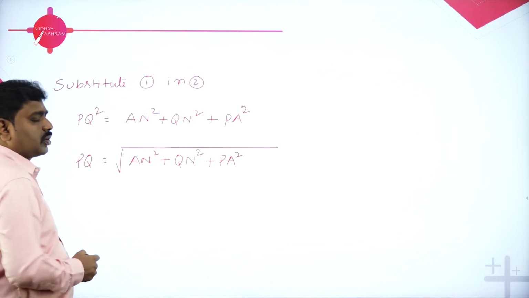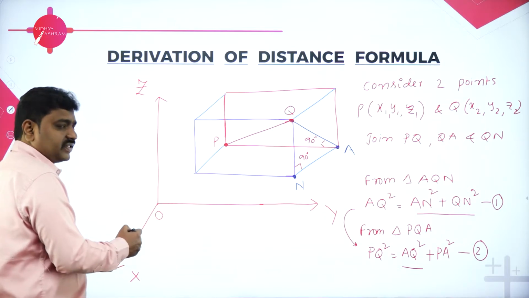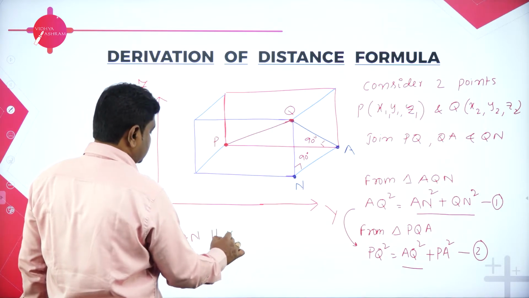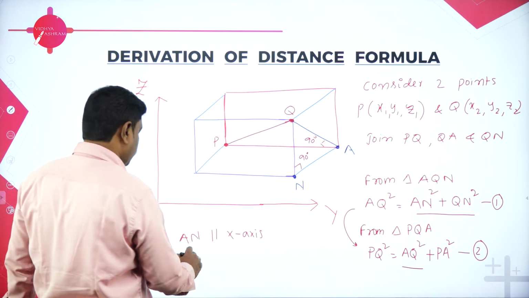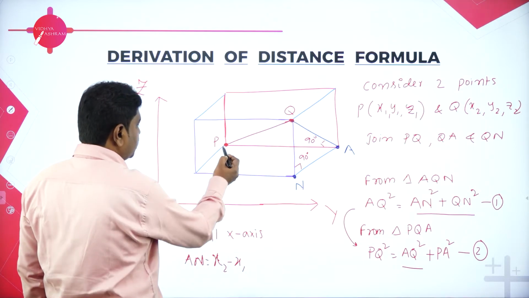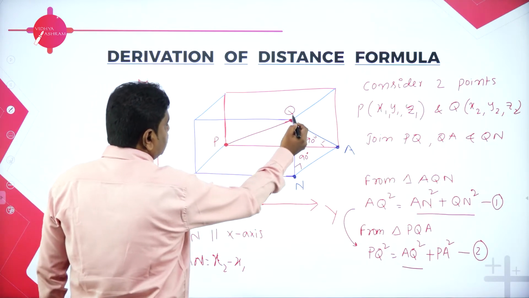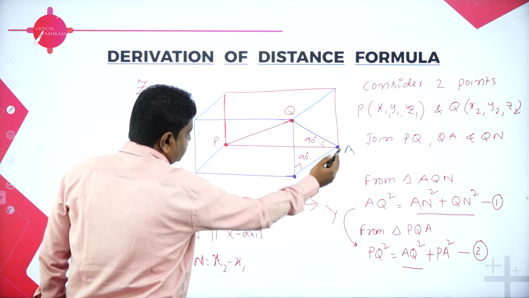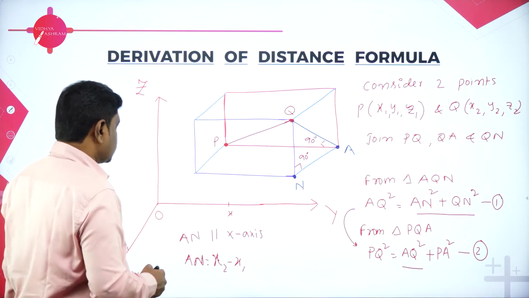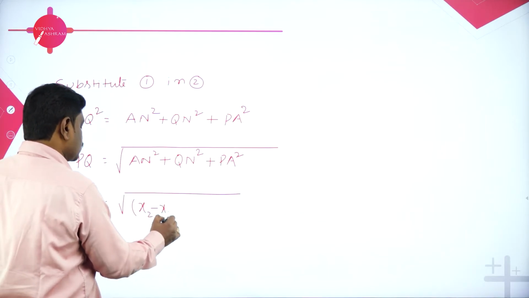Now we need to observe. First I will talk about AN. Observe in the diagram, this is the line AN. If I stretch it, it is parallel to OX, the x-axis. AN is parallel to the x-axis. Therefore AN length will be the difference between the x coordinates. AN is x2 minus x1. Why? Because point P has x coordinate x1, and A has x coordinate x2, and N will have x coordinate x1. So x2 minus x1. Since AN is parallel to the x-axis, the length of AN is the difference of x coordinates of the points.